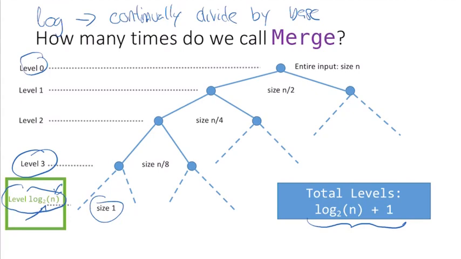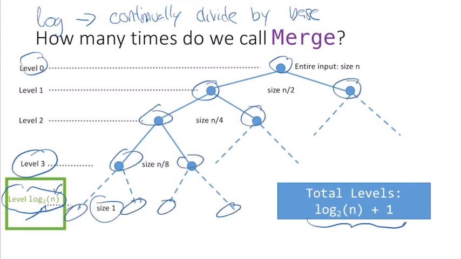So that should give us an idea of how many calls to merge we have. We have 1 call to merge here, 1 call to merge here, 1 here, 1 here, 1 here, 1 here, 1 here, and we know at the very bottom we'll have n calls to merge.